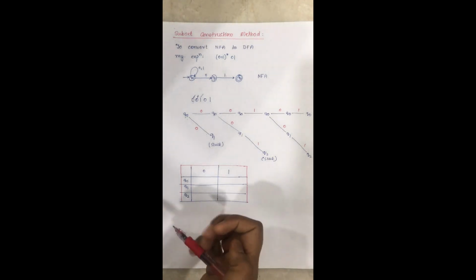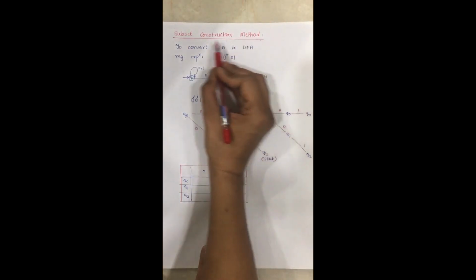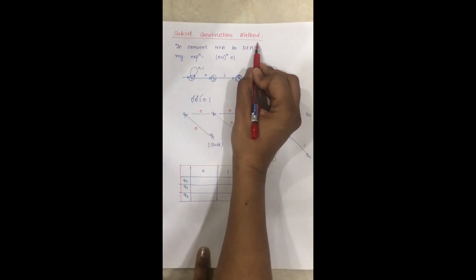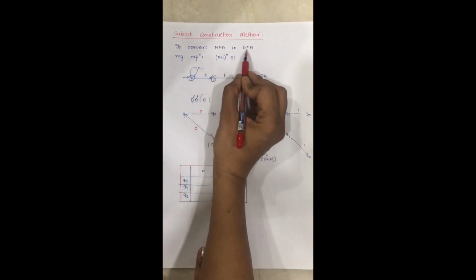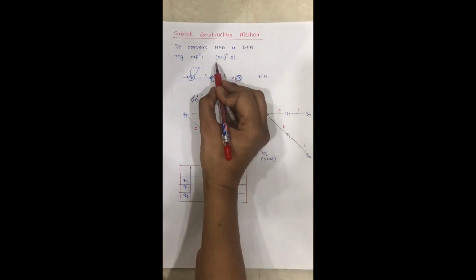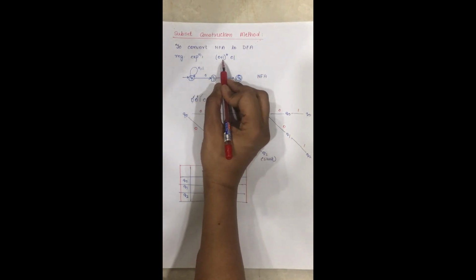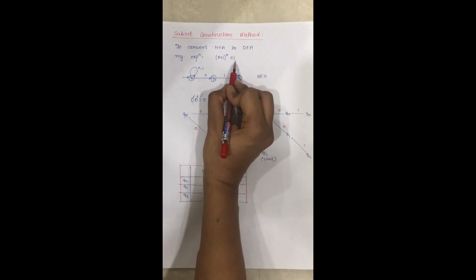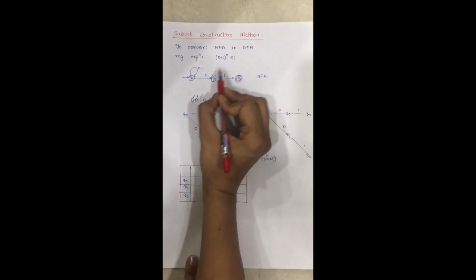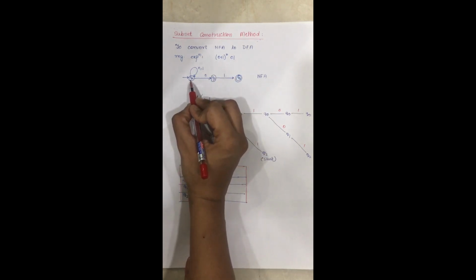Hello everyone. In this lecture we will discuss the subset construction method. This method is used to convert NFA into DFA. Now suppose we have the regular expression (0+1)*01. For this regular expression we can plot the NFA.